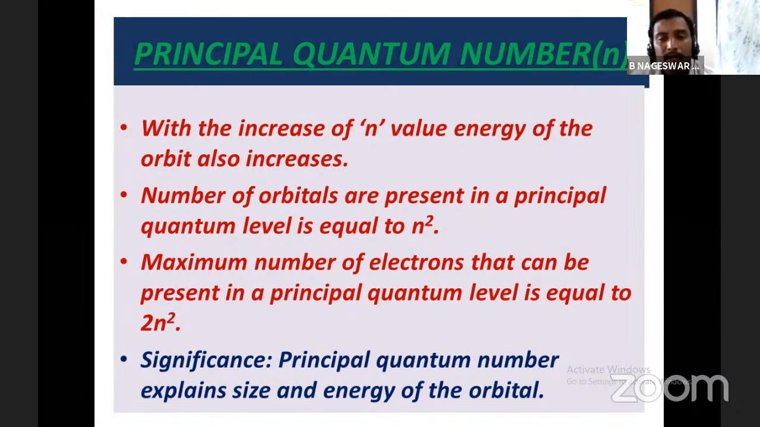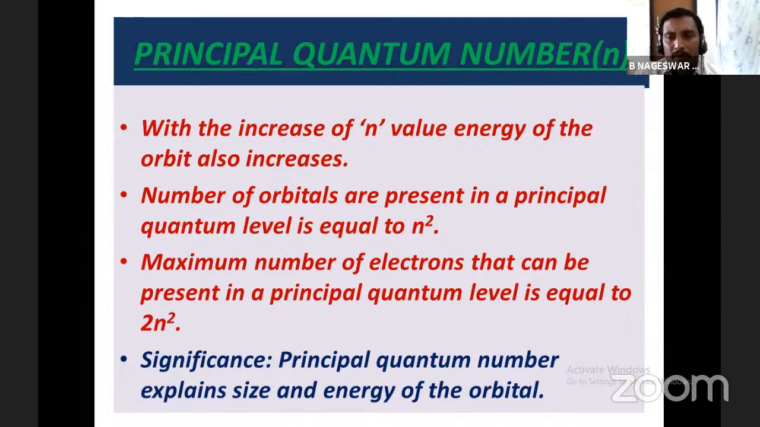Maximum number of electrons that can be present in a principal quantum level is equal to 2n square. Why are we taking 2n square here? Because in each orbital we can fill maximum 2 electrons only. That is why we are taking 2n square.